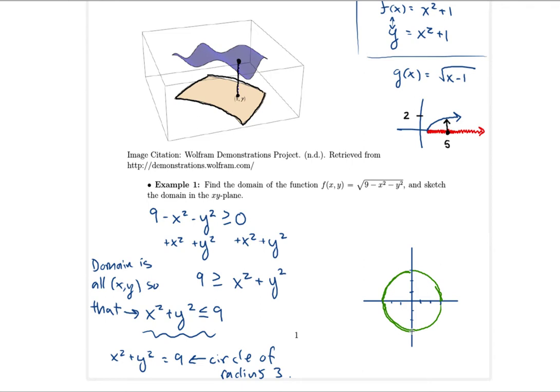All right, so there's my circle. But it wasn't just the circle, right? It said less than or equal to. So it's like saying, okay, we need x squared plus y squared to be less than or equal to 9. So it's not just the circle, but I would in fact want to fill in the whole thing, right? So this is my domain.